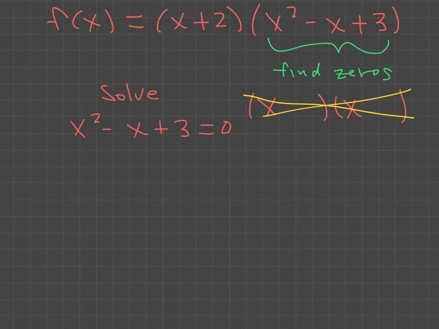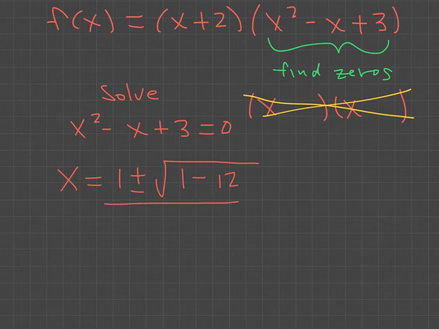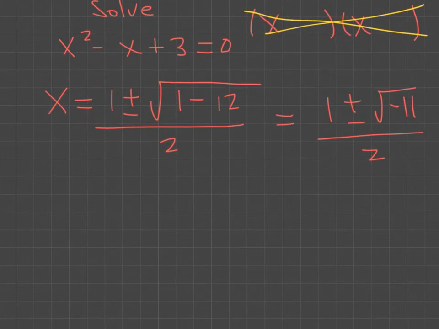Well, we can use the quadratic formula. So x equals negative 1, so that's a 1, plus or minus 1 squared minus 4 times a times c, so 4 times 1 times 3, so that's 12, all over 2 times a. All right, so you are simplifying, and we have a negative 11 underneath the square root. So we get some complex solutions.